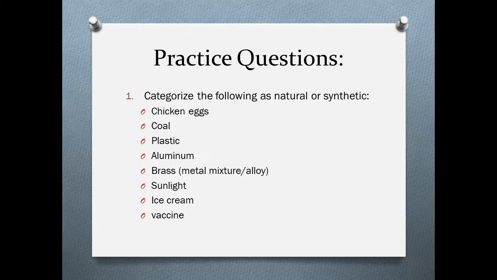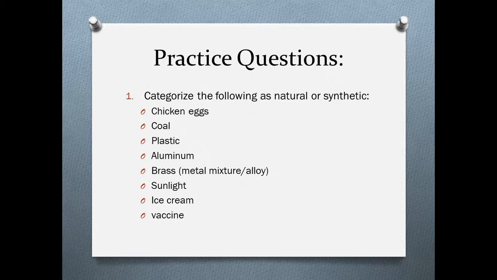Sunlight is a natural material. That's self-explanatory. I think ice cream is a synthetic material. Ice cream is not found in nature. This involves chemical reactions and mixing things together. Humans are involved here. Vaccines are also a synthetic material.